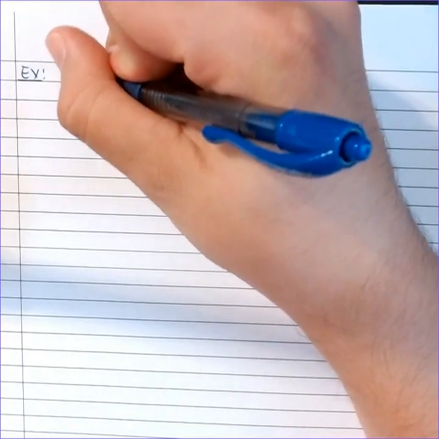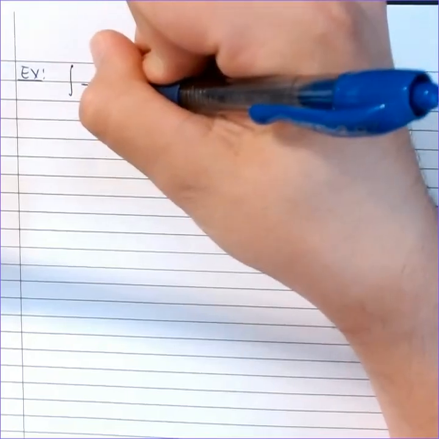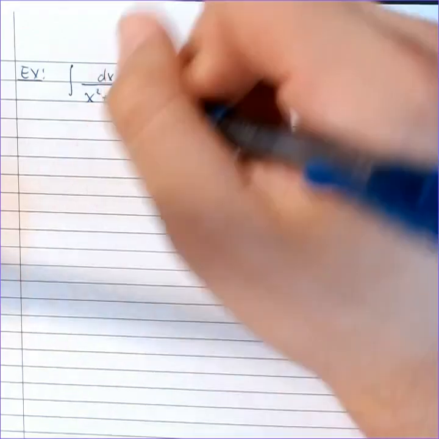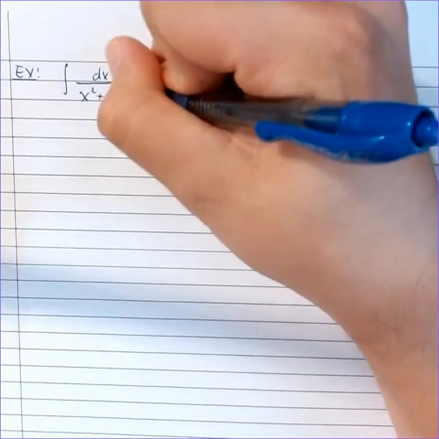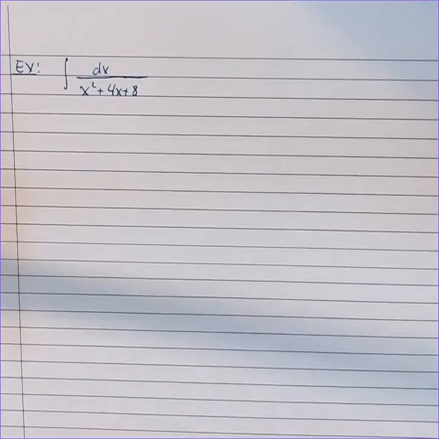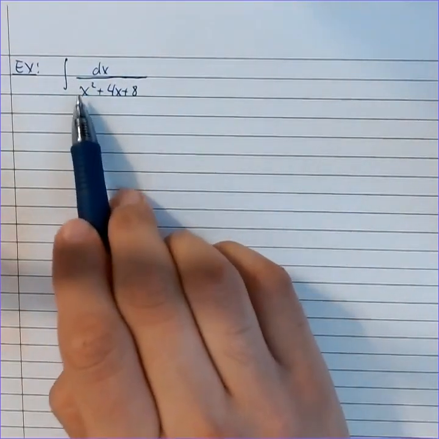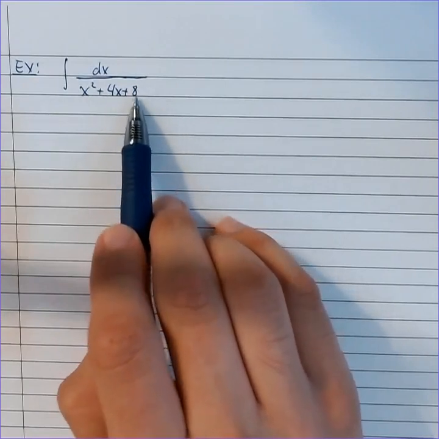Let's see, example. Let's try this one. I'm going to take the integral of dx over x squared plus, and you say, oh, that's going to be an arctangent because obviously it's variable squared plus constant squared. Well, not quite. I'm going to have this: x squared plus 4x plus 8, which definitely is not a constant squared plus a variable squared. That's a variable squared, sure, and that's a constant squared. And you say 8 is not the square of a number.